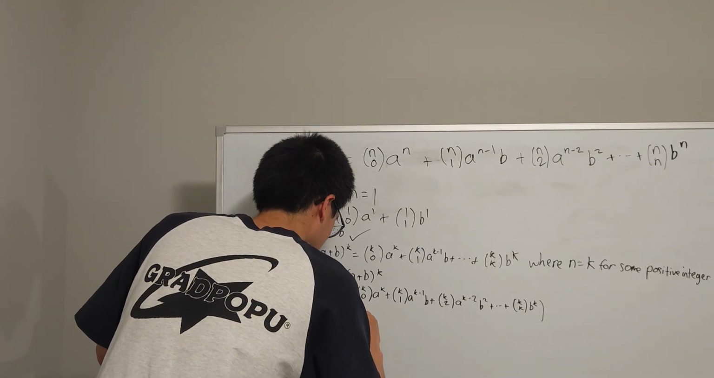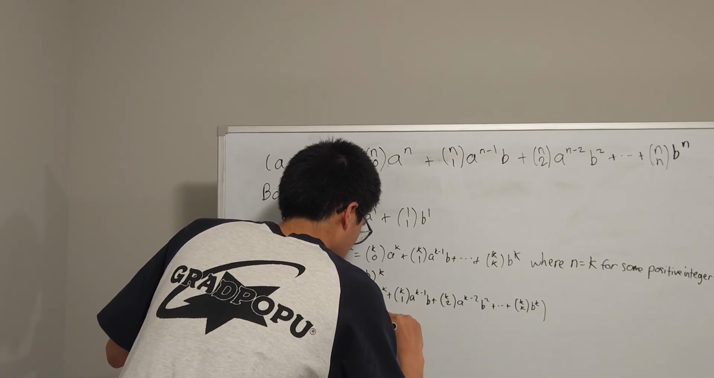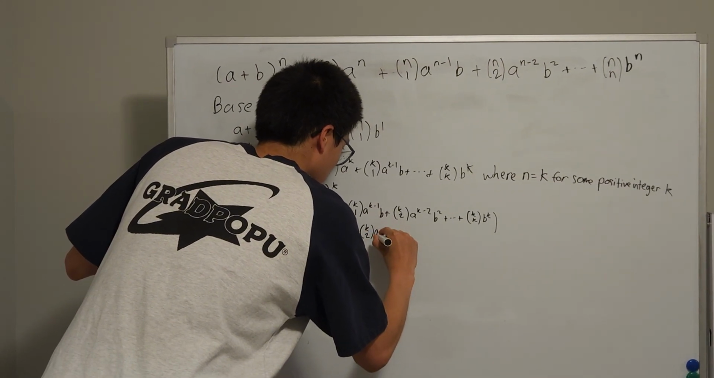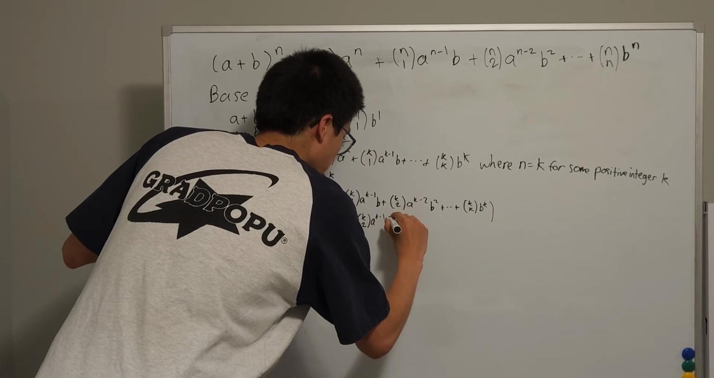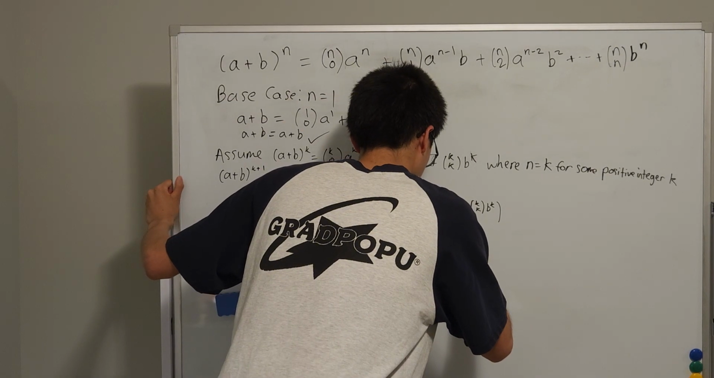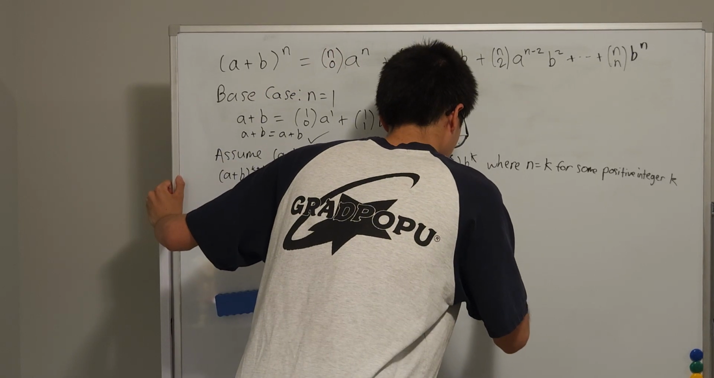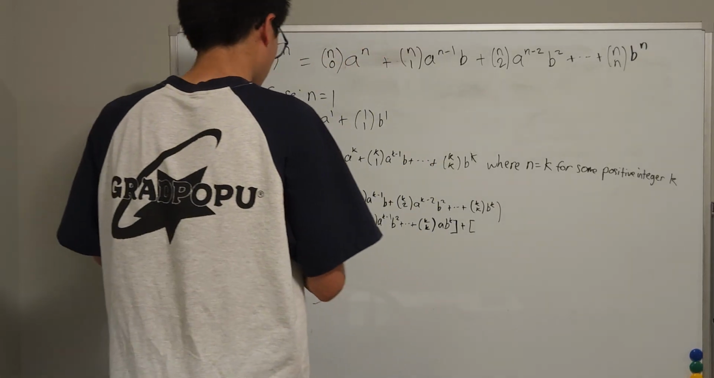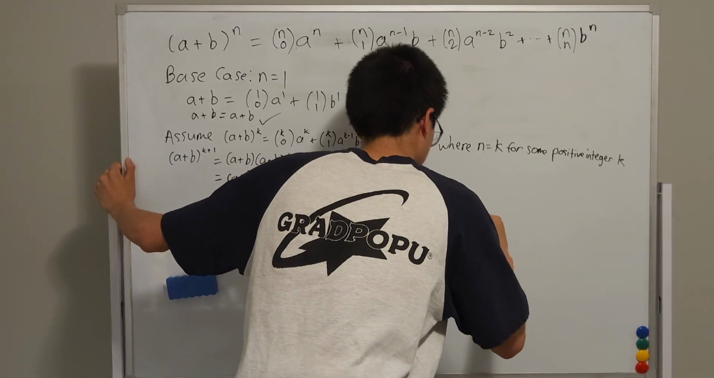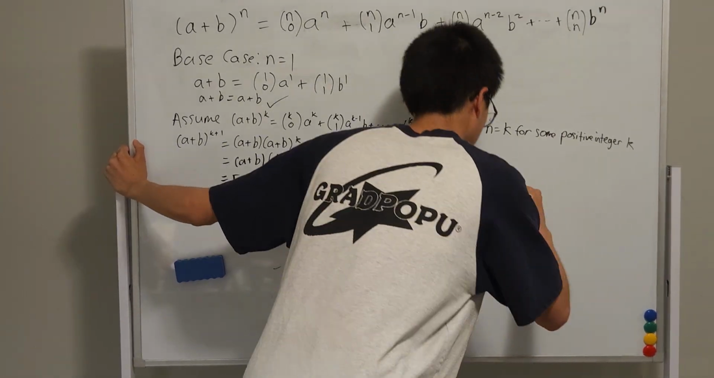So it becomes a choose 0. Okay, now we're going to multiply everything here by b. Oh yeah, a choose 1.